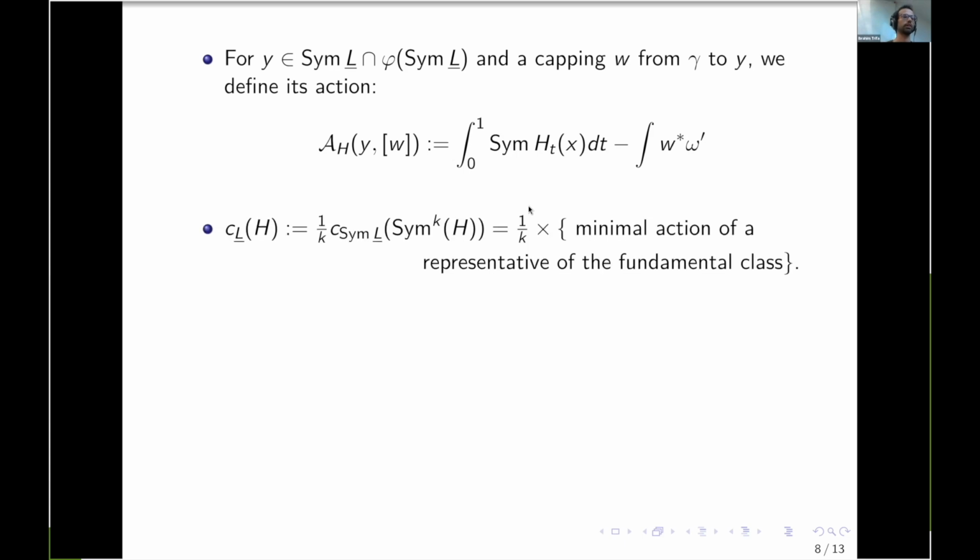And so now that we have the action functional, we can define the spectral invariant c_L of H as 1 over k, so this is just a renormalization term, times the minimal action of a representative of the fundamental class. Then one can show that this quantity is homotopy invariant, and so c_L descends to a map from Ham tilde of Sigma to R.